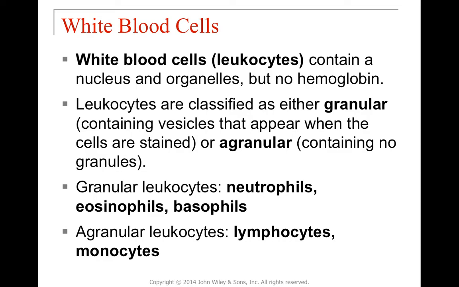And these categories are kind of archaic. Basically, they're classified into whether or not they end up with little dots that appear when they're stained. So either they're granular, meaning that they end up with little vesicles that appear when we're stained, or they're agranular, meaning they don't contain those granules, right? We have 3 different types of granular leukocytes. Those are neutrophils, eosinophils, and basophils. And we have 2 different types of agranular leukocytes, lymphocytes and monocytes.